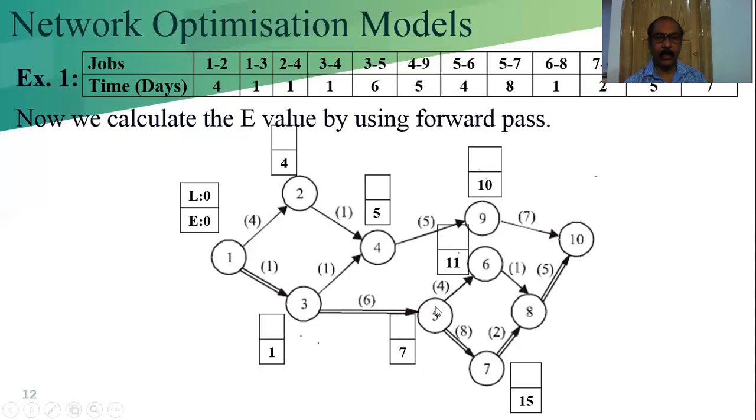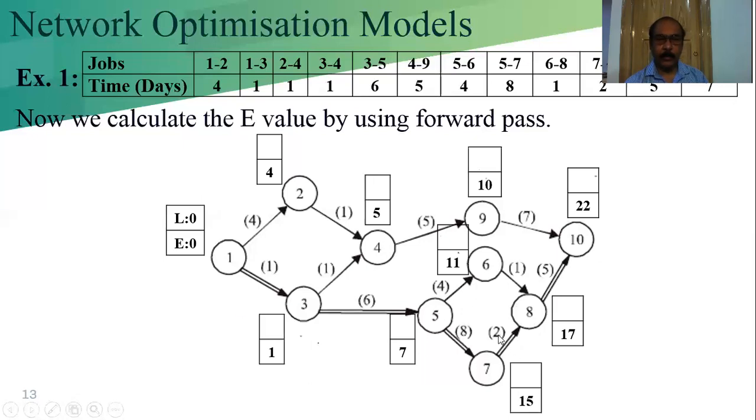Because that is the only one path we are moving, when we are getting the multipath, we can reach event 8 by this path, another is by this path. So in this case, we have to check which one is the maximum, that we have to put here. So in this case, 7 plus 8, it is 15. In this case, it is 11. This is 10. Now we are going to calculate this and this E value in the next slide.